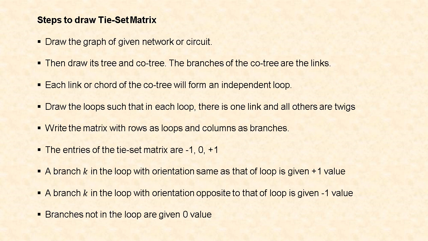Now write down the matrix with rows as loops and columns as branches. The entries of this tie set matrix are also -1, 0, +1. A branch k in the loop with direction same as that of the loop is given +1 value. Similarly, a branch k in the loop with direction opposite to that of loop is given -1 value. All the other branches are given 0 value.